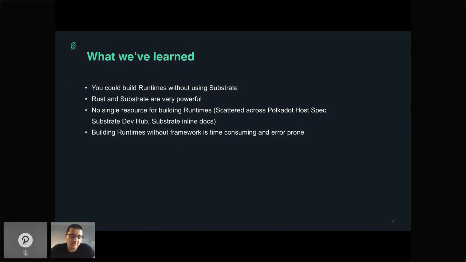Because of those resources, we didn't actually need to contact the Substrate developers that much. We managed to do it only contacting them on several occasions. And to be honest, they were pretty helpful and responsive. We managed to resolve our problems pretty fast.